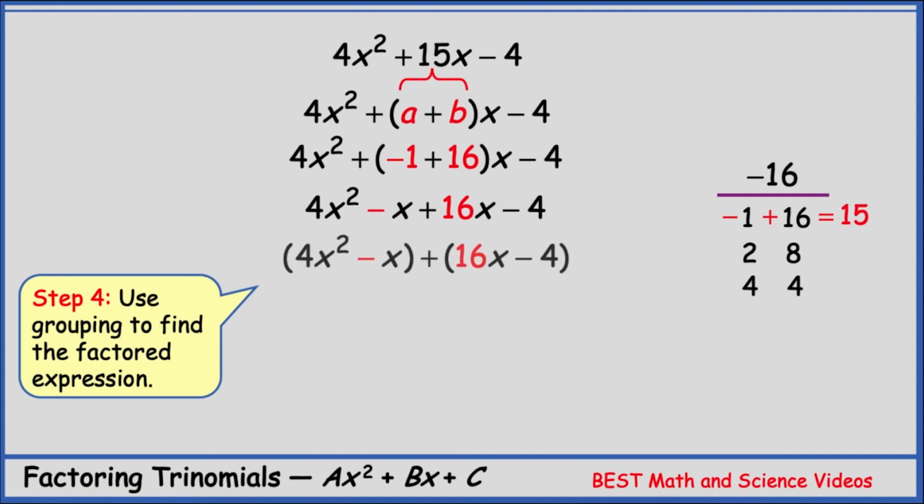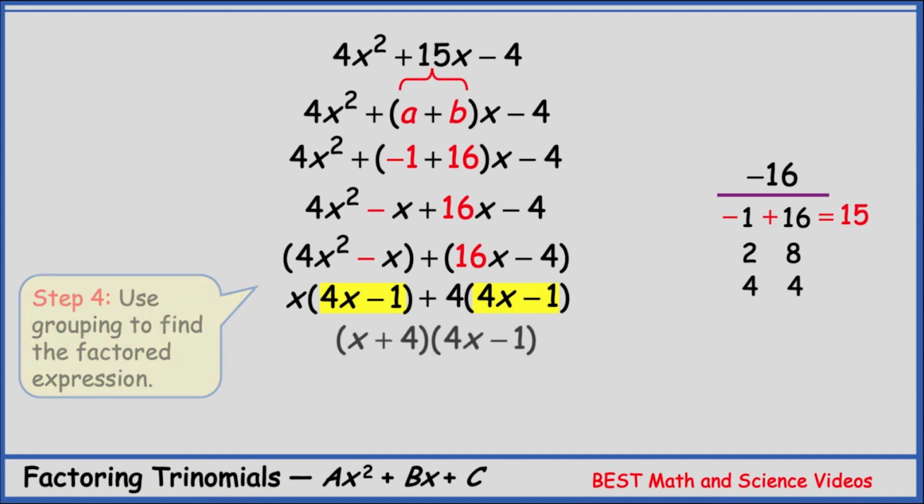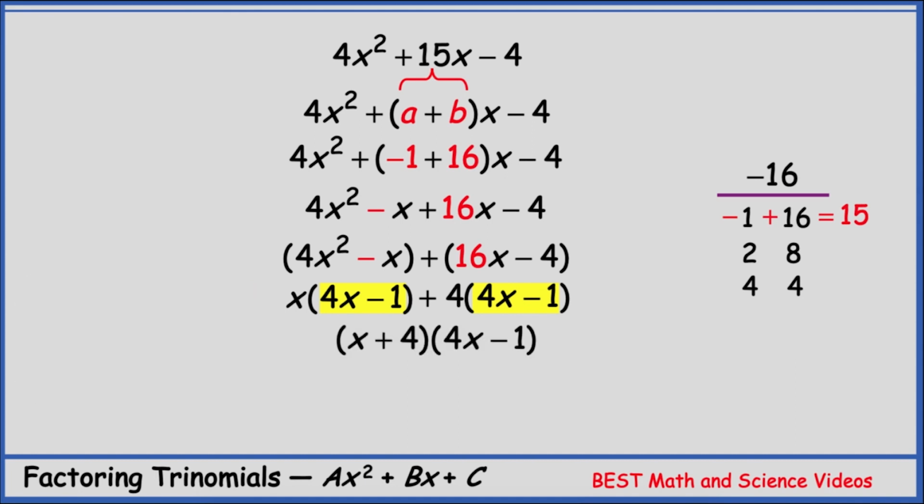Group the first two terms and group the second two terms. You need to factor the greatest common factor from each of these. So factor x out of the first group and factor 4 out of the second group. Notice that the remaining parts are identical. This means you can use the distributive property in reverse to write the expression as x plus 4 times 4x minus 1. And this is the factored form of the expression.